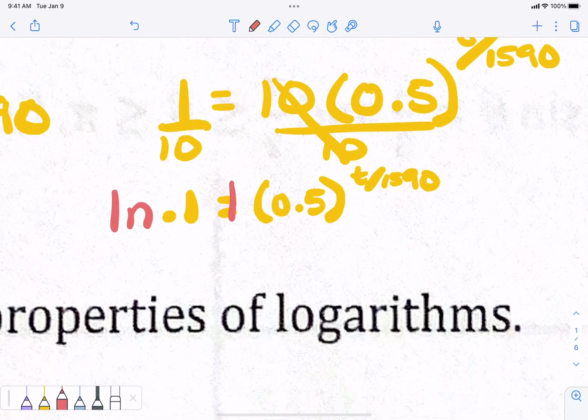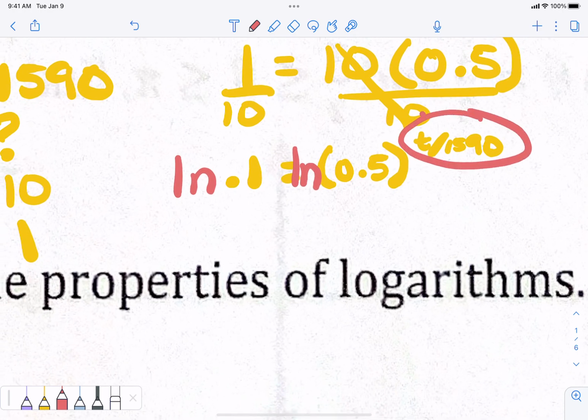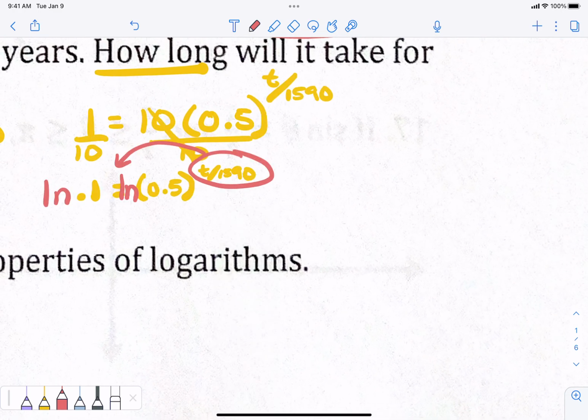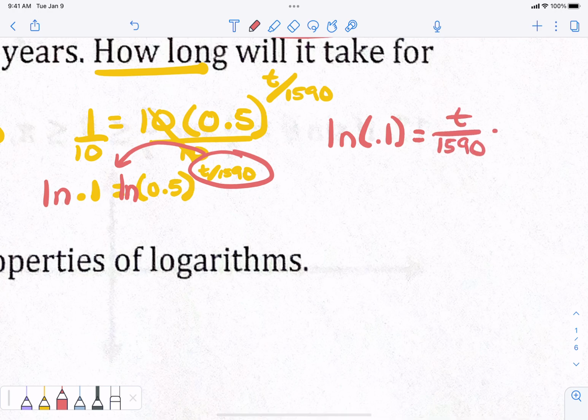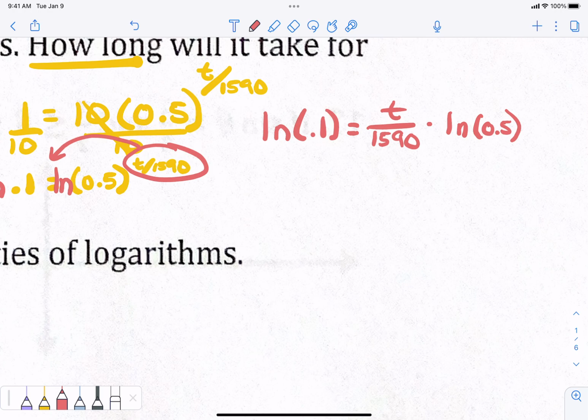So let's do ln. The problem is ln doesn't cancel the 0.5, which is fine. But then we can move the exponent down in front. I'm going to write out all my steps. That's the rule with logs, that we can move it down in front. So I have ln of 0.1 equals T over 1590 times ln of 0.5. I just moved it down in front.